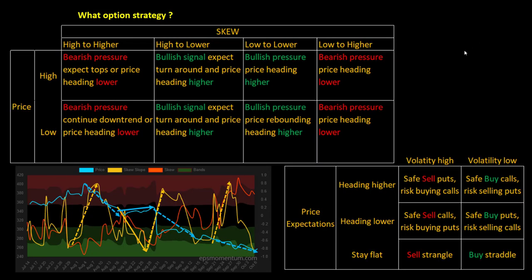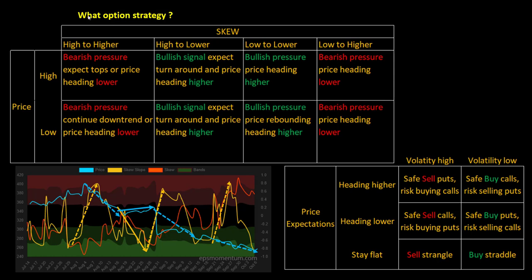Now, if we go into what type of option strategy you can use in this case, we're trying to simplify this very nicely. I know it could be a little bit overwhelming at the beginning, but we're taking the values that we have: price, skew, volatility, and the price expectation. Right? So the current price can be high or low. Okay, so you can have a very high price in blue here, or a very low price.